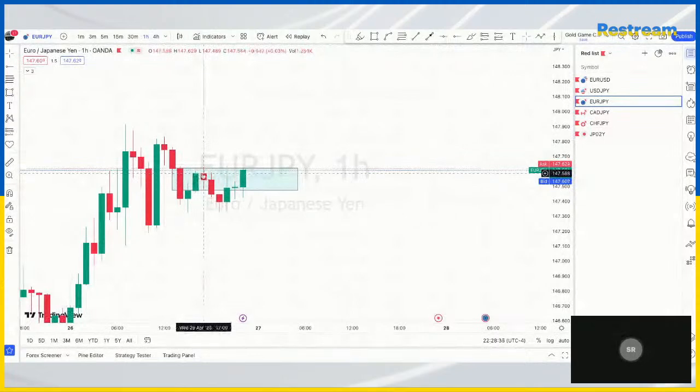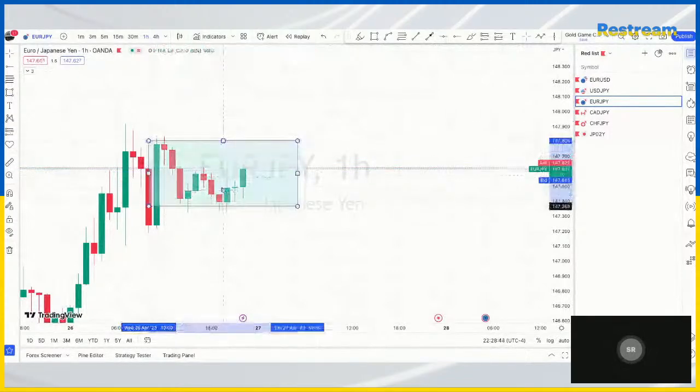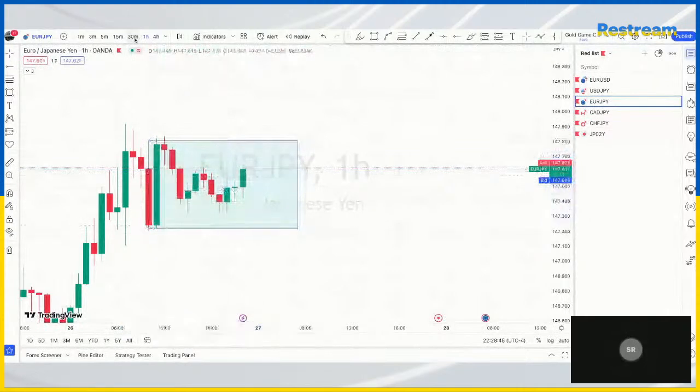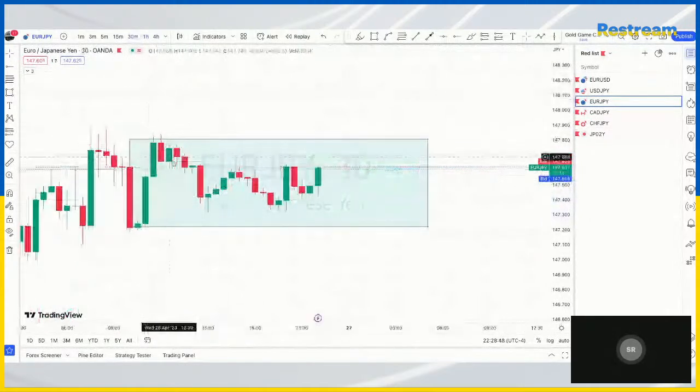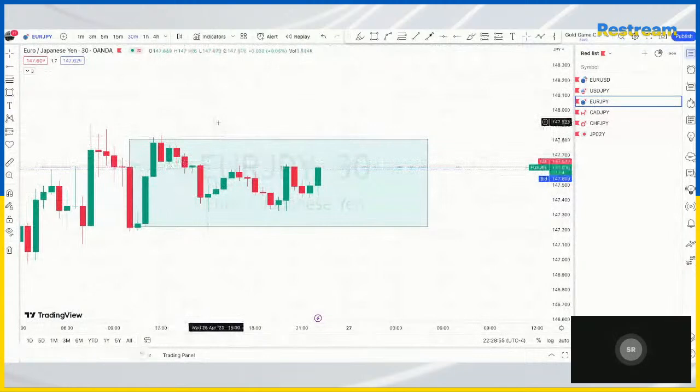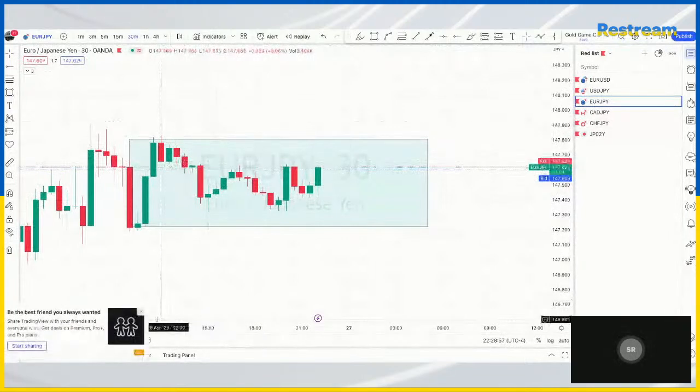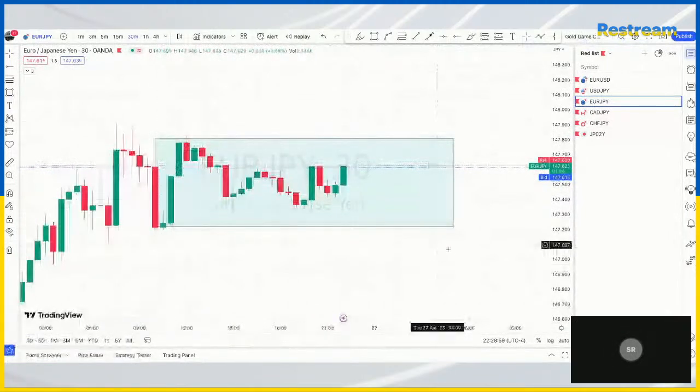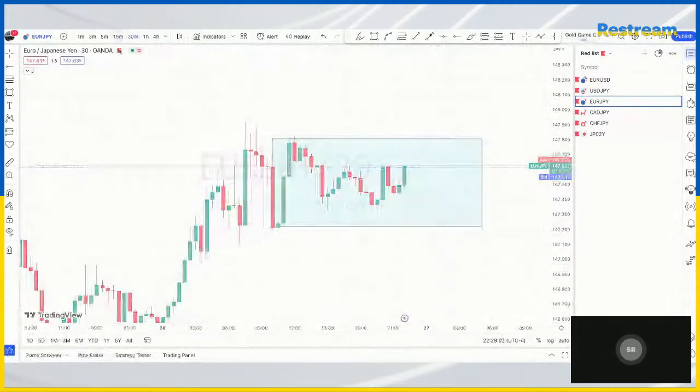Which means they're heading up where? Something in here also. So I'm going to make this like that and go to 30 minutes. All right, there it is. Banker's candle. Also a down move on this candle, breaking the structure, which means on lower time frames, we're going to have something good. Okay, let's go to 15.